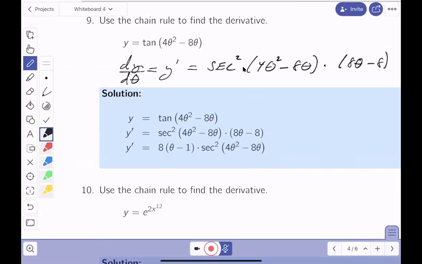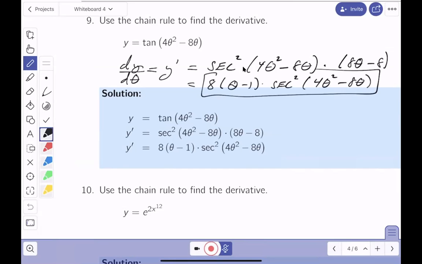All right. Well, I'm going to commute things around and factor it a little bit. I'm going to say 8 times theta minus 1 times the secant squared for theta squared minus 8 theta. I'll put a box in this, and then I'll look at my answer key. So I'm looking at this, and I'm looking at their answer, and yeah, it looks good. All right.